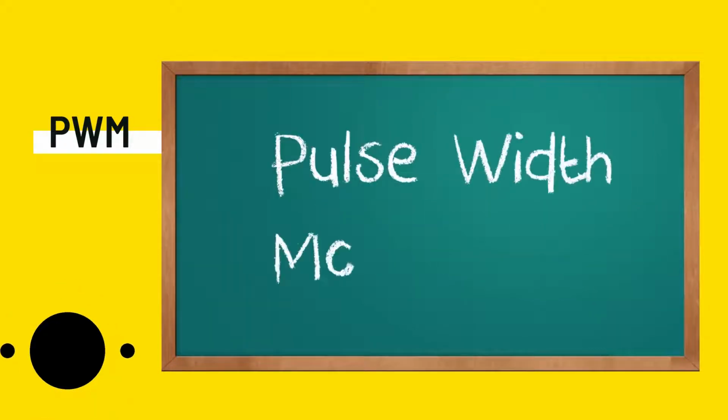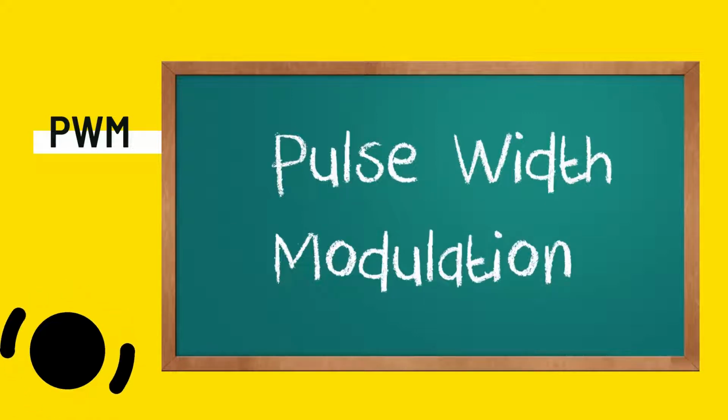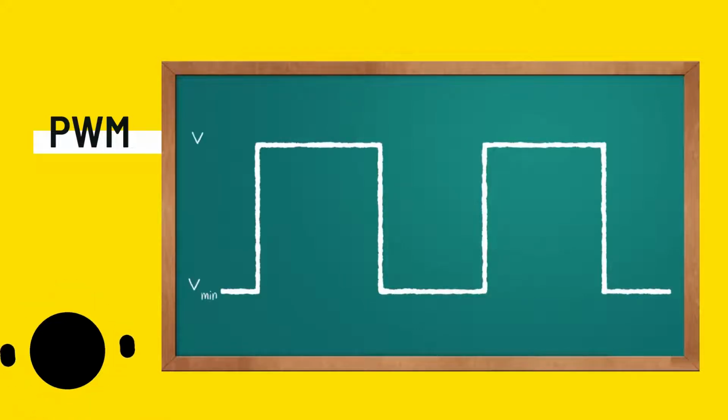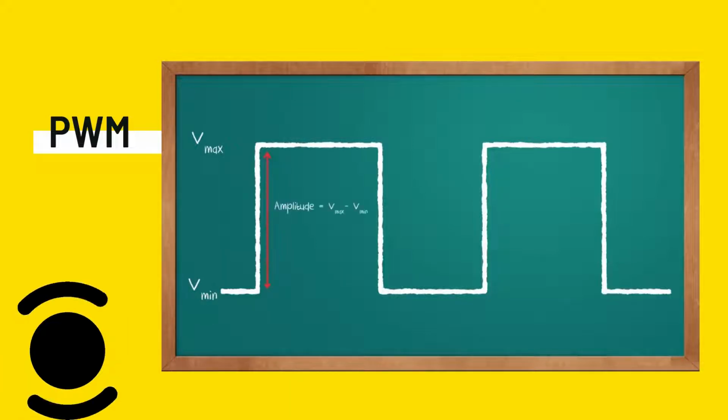PWM stands for Pulse Width Modulation, and it consists of producing a square wave which you can control the up or high time. In a PWM signal, the minimum and maximum voltage are the values that limit the wave's oscillation. The space between them is called amplitude.